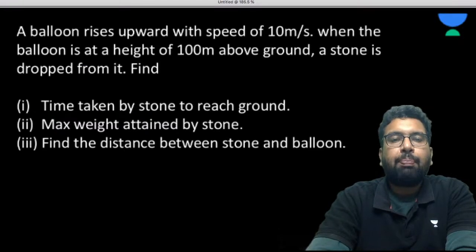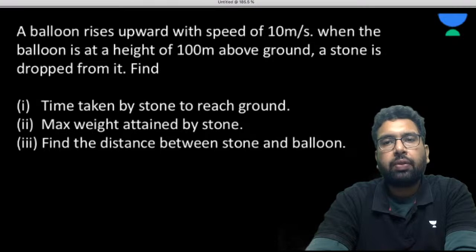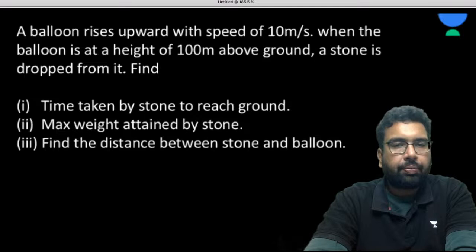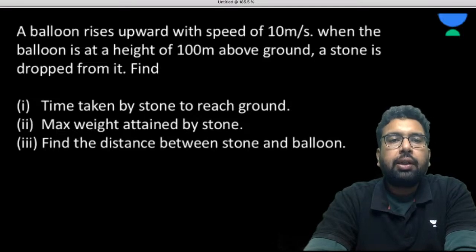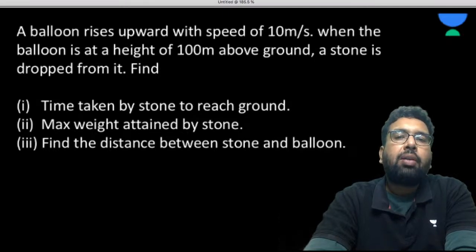Now please observe. Let's try to understand the question. First of all, there is a ground. Let's suppose this is the ground, and the balloon rises upward with a speed of 10 meters. The live students, welcome to the session. You can try this question first, and then I'll be answering it. It says a balloon rises upward with a speed of 10 meter per second. When the balloon is at a height of 100 meter above ground, a stone is dropped from it.